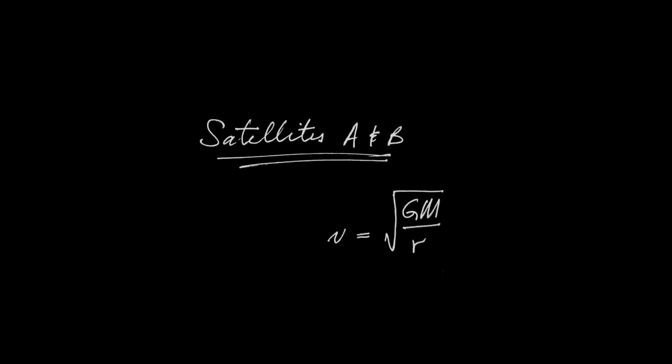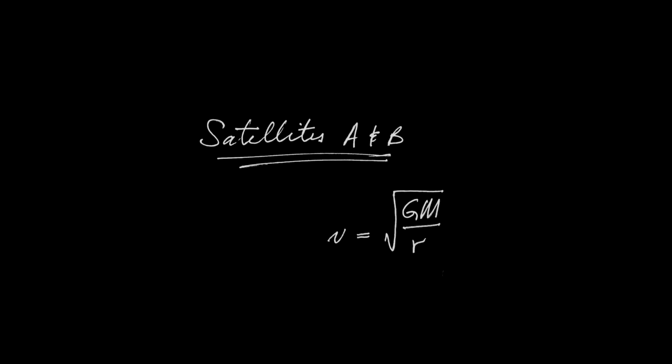Next up is a tale of two satellites, satellites A and B. And at first blush, it seems like a complicated problem because satellite A is doing this and satellite B is doing this. And what are we going to do with that? Well, the question is all about the orbital speed of these two satellites, satellite A and B. And I have an equation for that.